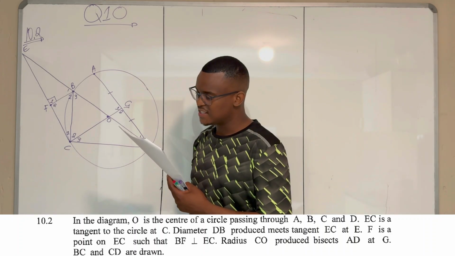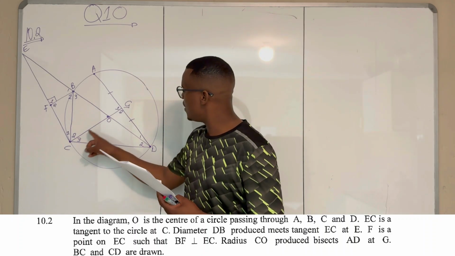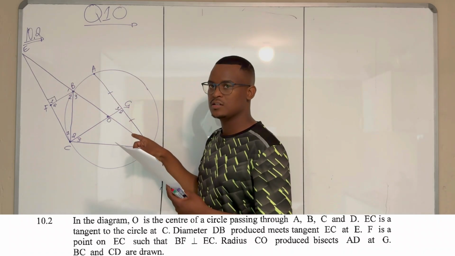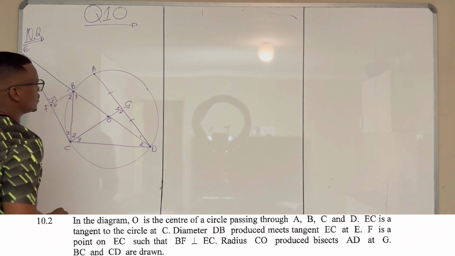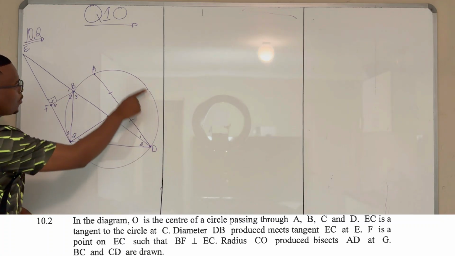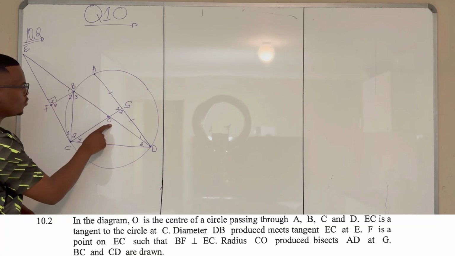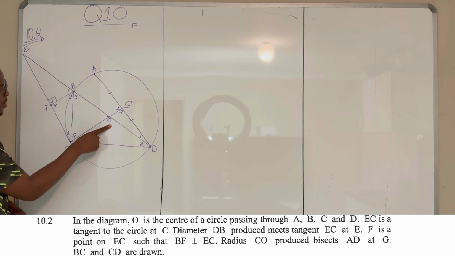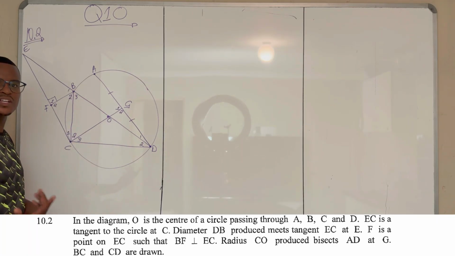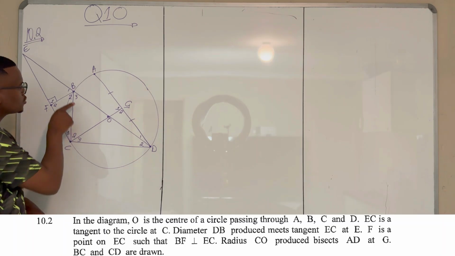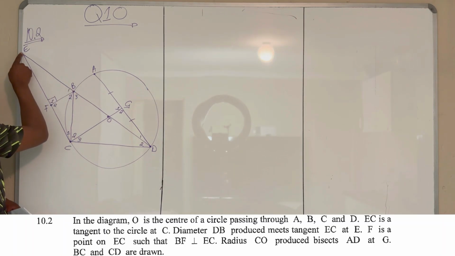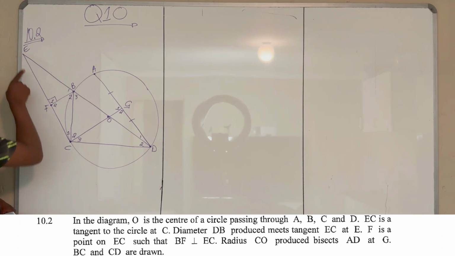And they went on to say that your radius CO extended to G bisects this chord. So let's have a closer look. You have A, B, C, and D. They are points on the circumference of this circle. O is the center, right? No problem. So BD is a diameter. What is a diameter? A diameter is a special chord that passes through the center. So DB is the diameter, and this DB of yours is extended so that it meets the tangent EC at point E.